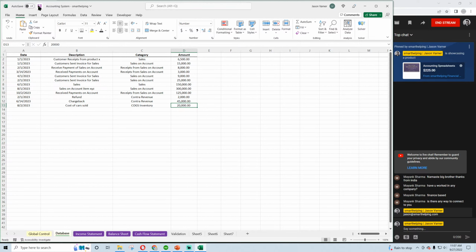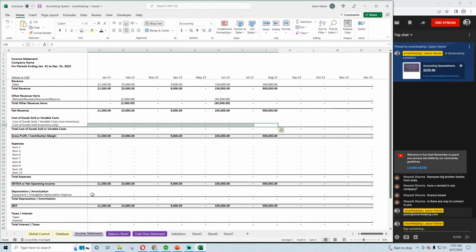Actually, no, no, no. You do not have cash going down. When you buy the inventory, that's when the cash goes down, which is a different entry that we'll do. But cost of goods sold is going to hit here, and we're going to do two options for cost of goods sold: inventory and non-inventory items.